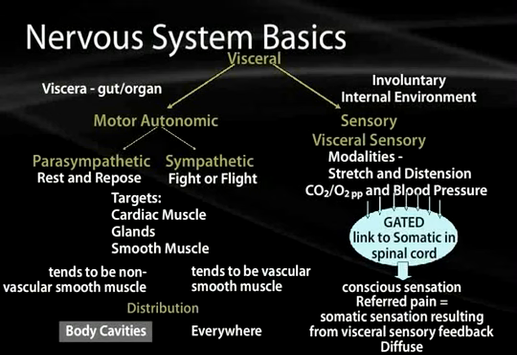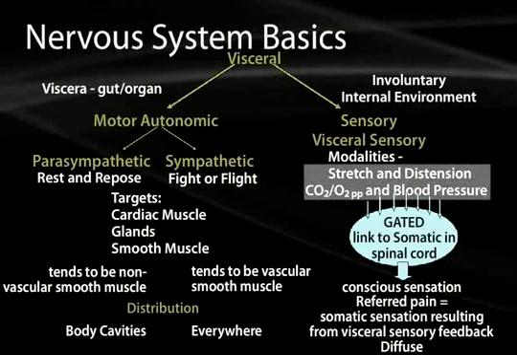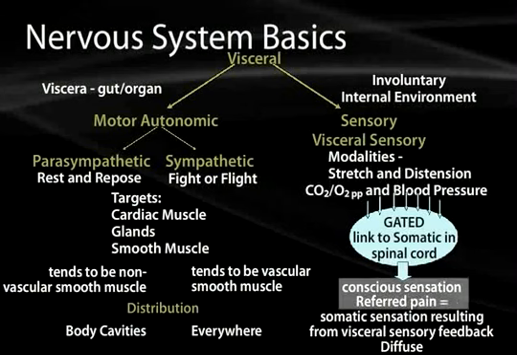On the sensory side, they have different modalities than the somatic system. In the sensory or the visceral afferents, they pick up stretch and distension, carbon dioxide or oxygen partial pressures, or blood pressures. Therefore, they are not the same pinpointable system as you have in the somatic areas. These are what's called a gated system, and they have links to the somatic system in the spinal cord, and we'll talk about how that referred pain occurs from that link in the spinal cord in a few moments.